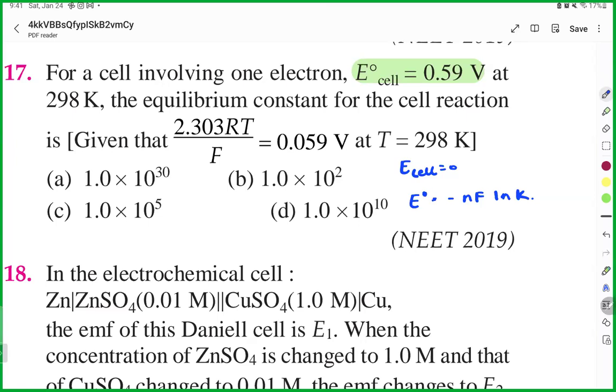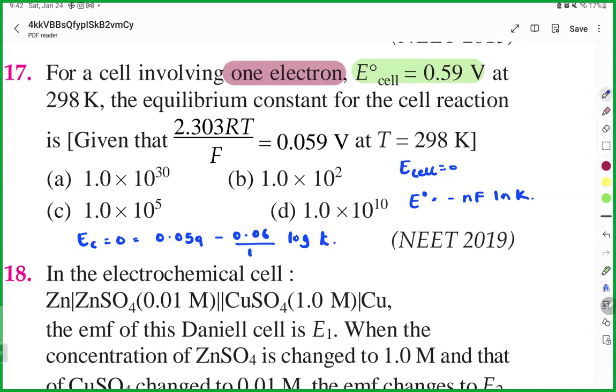But don't you think we don't need this if you know the number of electrons involved in this case is 1 and the value is 1? So you can just omit it. So E cell, which is equal to 0 at equilibrium, E naught cell is given 0.59 minus 0.06 divided by n, where n is 1, then log K, and you have to calculate the equilibrium constant K value.